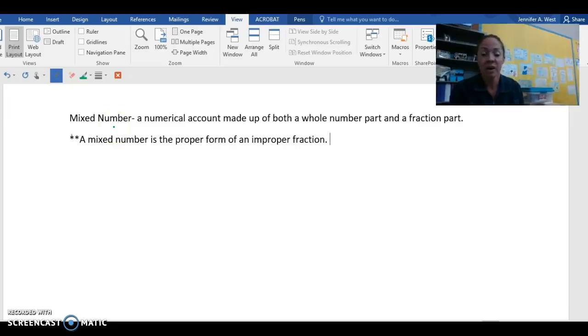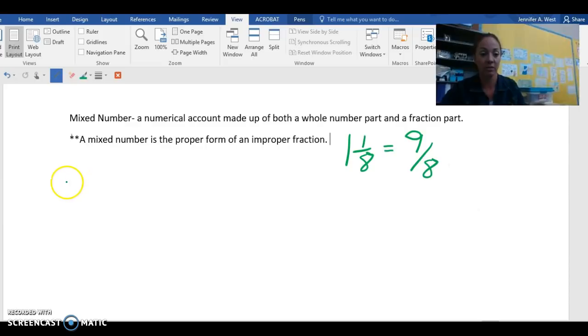The definition of a mixed number is a numerical amount made up of both a whole number part and a fraction part. So a mixed number is basically a number that is made up of a whole number and a fraction put together. A little fact for you is that a mixed number is the proper form of an improper fraction. So, 1 and 1/8 would be your mixed number, but that's also the same thing as 9/8. It's equivalent to 9/8.